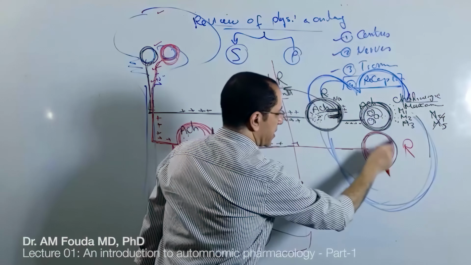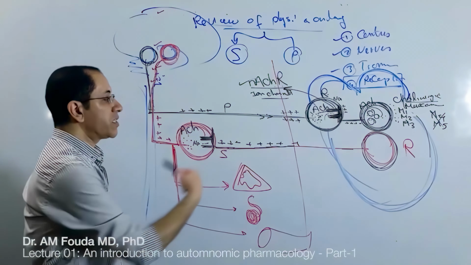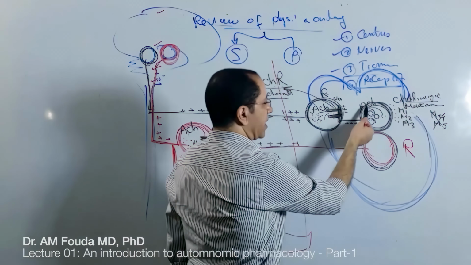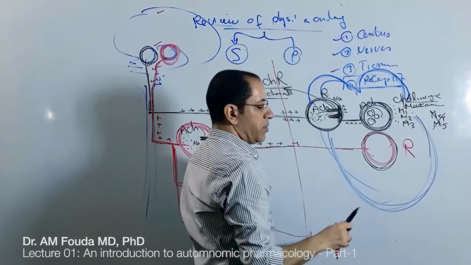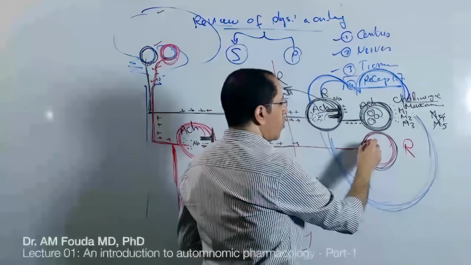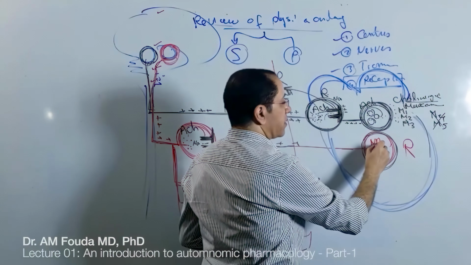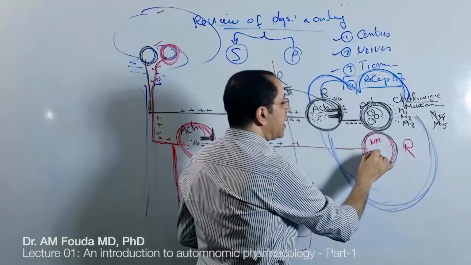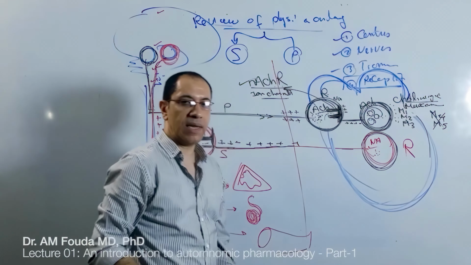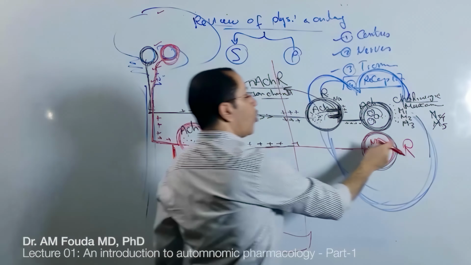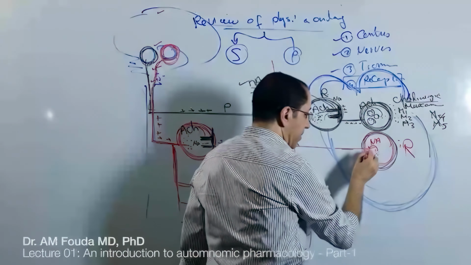So what do we call this receptor? Do we call it muscarinic, cholinergic? No, this time the receptors are termed adrenergic receptors. And what adrenergic receptors do we have? We have five adrenergic receptors termed alpha 1, alpha 2, beta 1, beta 2, beta 3.